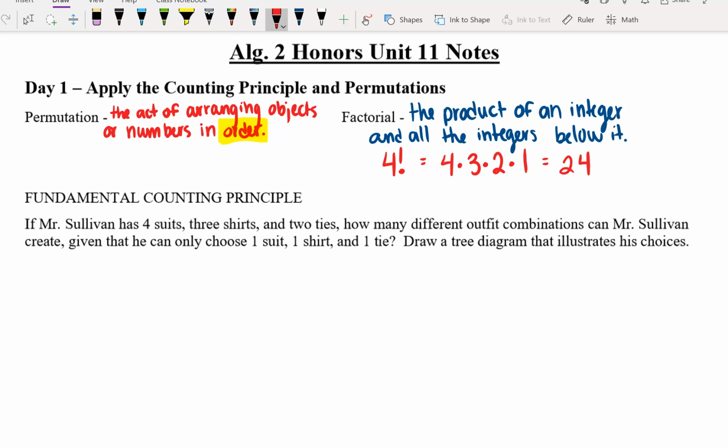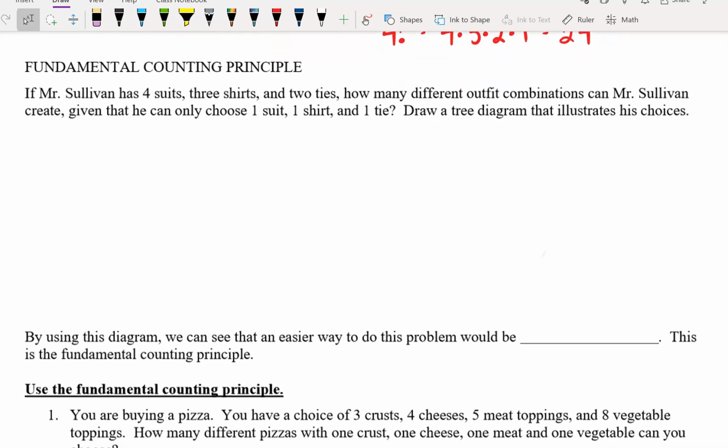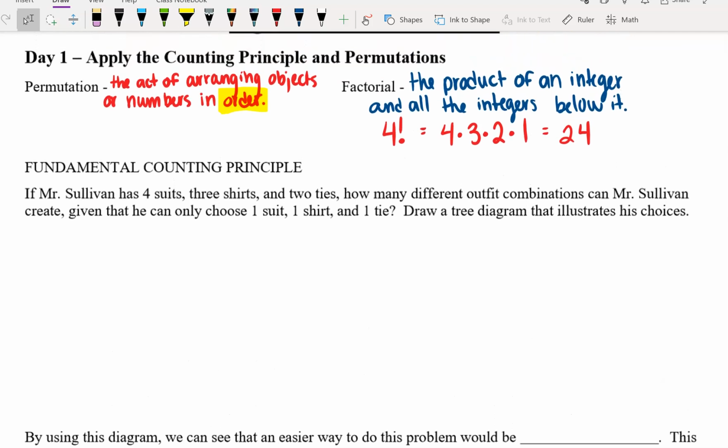All right, so go ahead and pause the video if you need to continue writing that down, and if you're done, then we will move on to the fundamental counting principle. So, fundamental counting principle: if Mr. Sullivan has 4 suits, 3 shirts, and 2 ties, how many different outfit combinations can Mr. Sullivan create, given that he can choose 1 suit, 1 shirt, and 1 tie? Draw a tree diagram that illustrates this. We are going to first draw a tree diagram, and then we can talk about how to do this without a tree diagram.